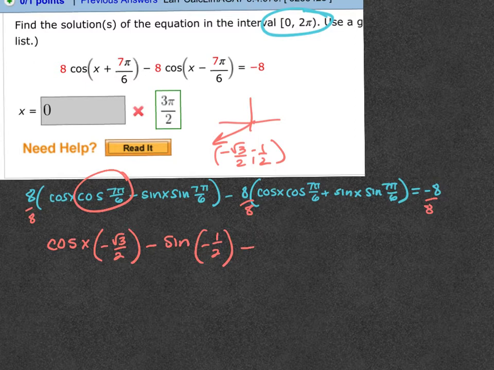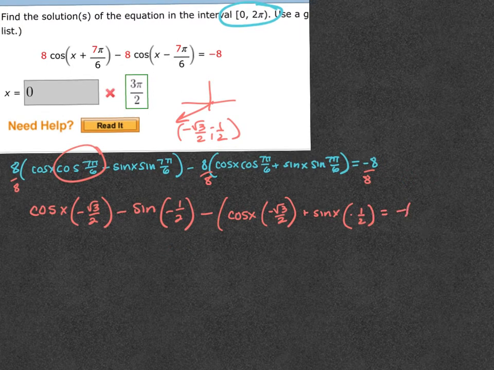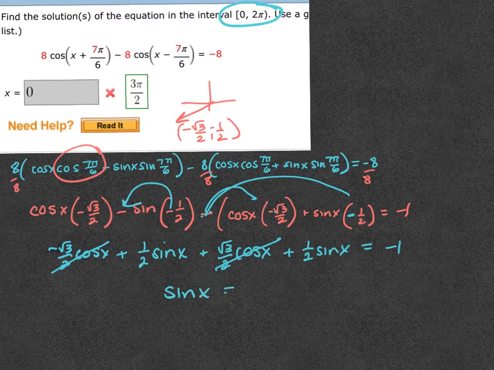And then the 8's gone again. So now when you rewrite this, it's negative square root 3 over 2 cosine x plus, because this is a negative and a negative, 1/2 sine of x. This negative goes to both of these terms, so it ends up being minus a negative, which is plus root 3 over 2 cosine x, and then a negative times this negative makes it a positive 1/2 sine of x equals negative 1. So negative square root 3 over 2 cancels with positive square root 3 over 2. 1/2 plus 1/2 is 1, sine of x equals negative 1.